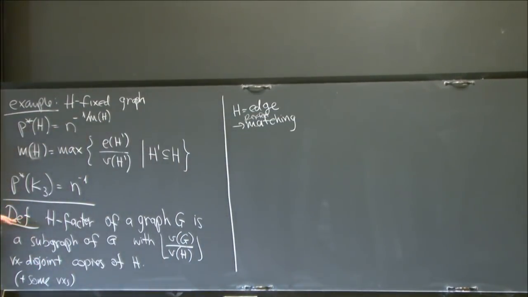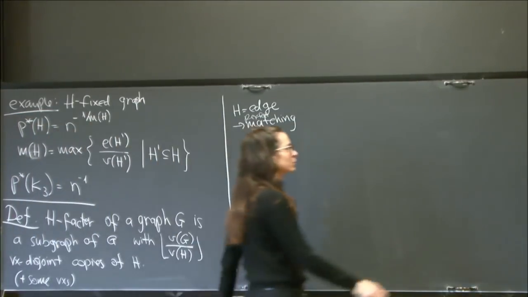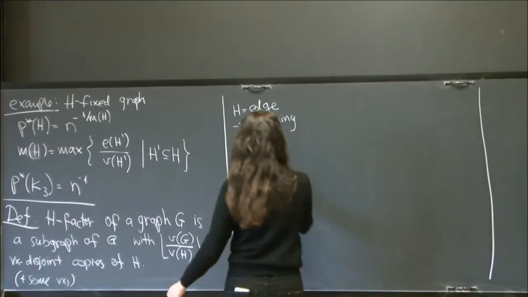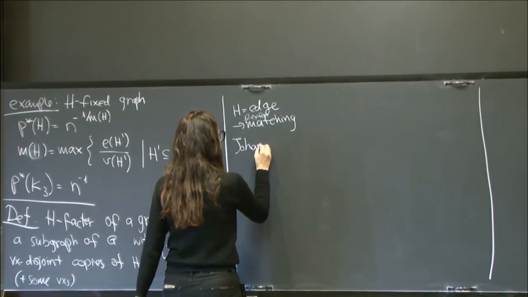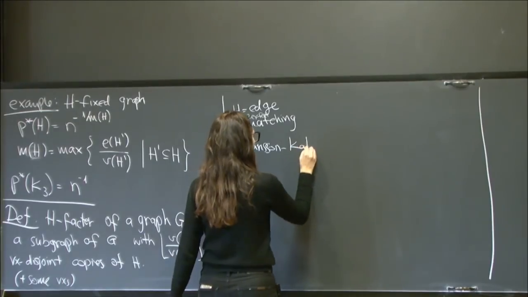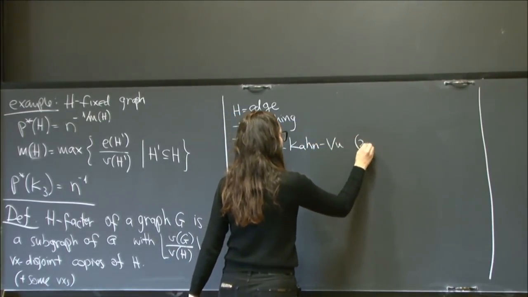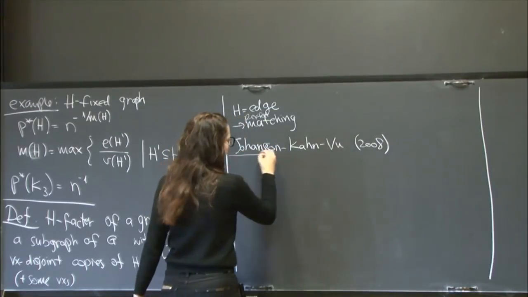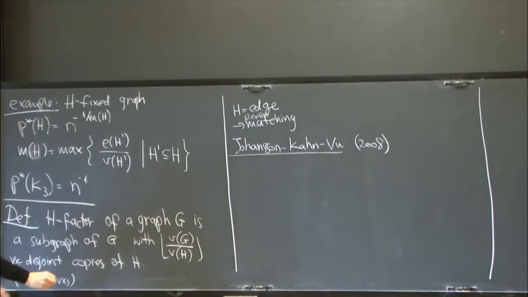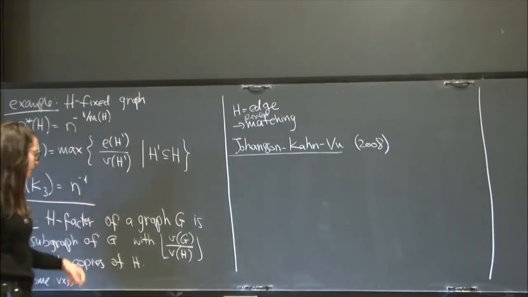Okay, so this graph is already a spanning graph. It's not a fixed graph. It depends on the number of vertices of G. And determining the threshold for this graph was much more difficult, and it took many years until Johansson, Kahn, and Vu were able to determine the threshold for an H-factor. So in their paper from 2008, they showed more things, but among other things, they also found the probability threshold for an H-factor.